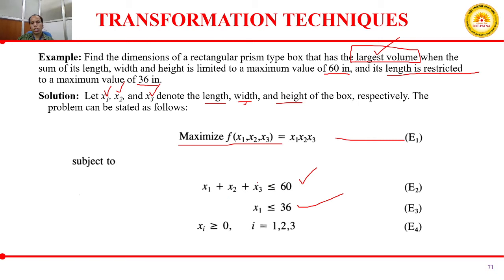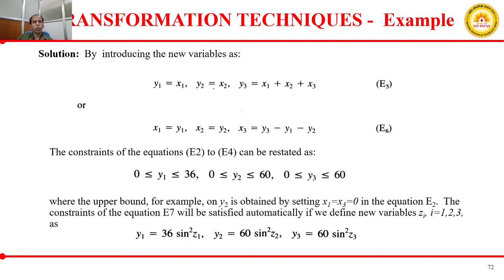In any condition it should not be less than 0. So we can write xi is greater than or equal to 0, where i is equal to 1, 2, 3, because there are only 3 variables. Okay, so we have this kind of constraint problem, and how we will transform it? Let us introduce new variables, y1, y2 and y3.